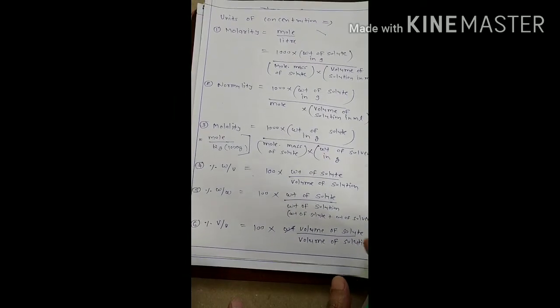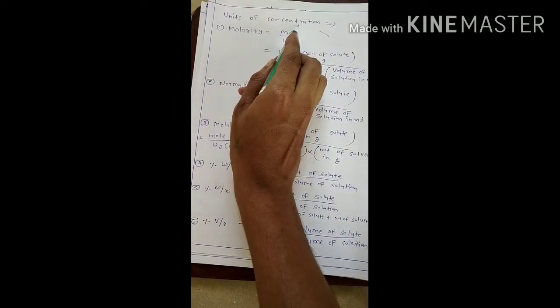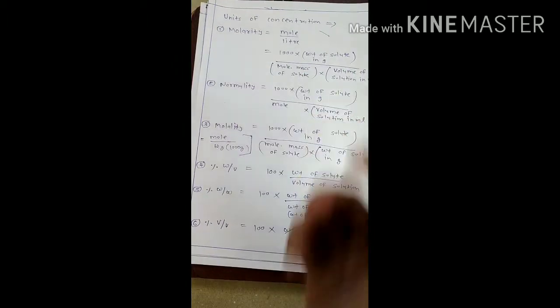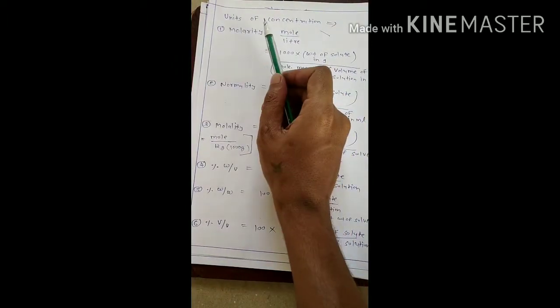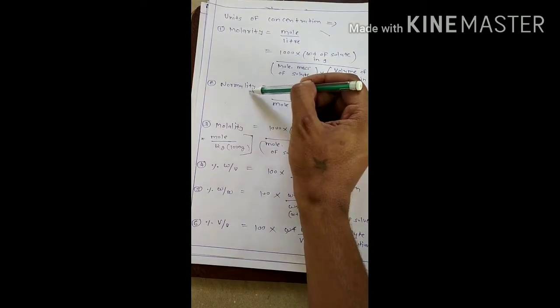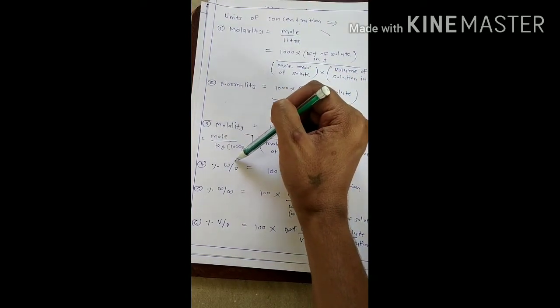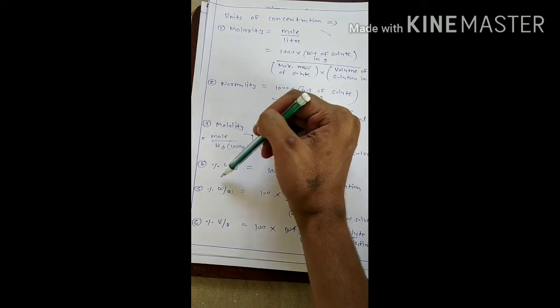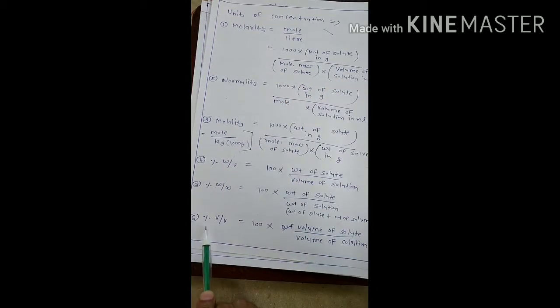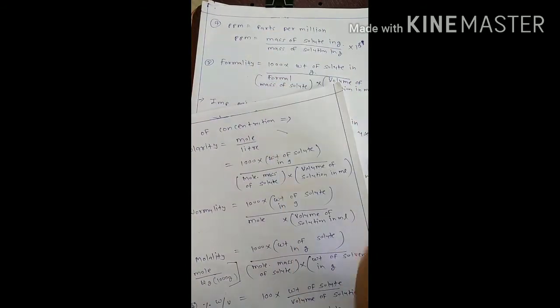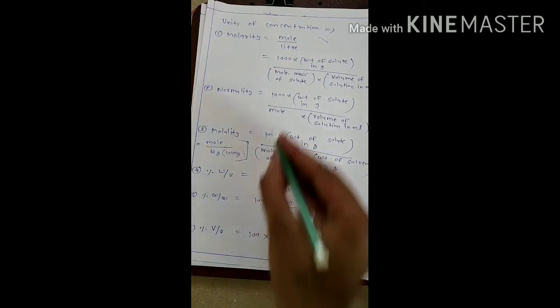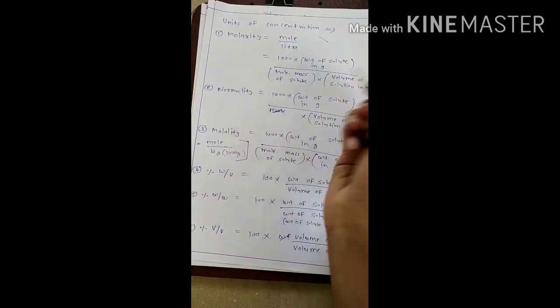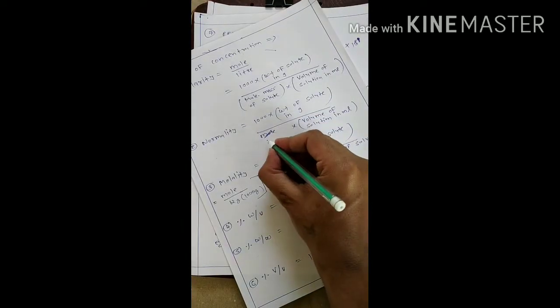So the next topic is units of concentration. This topic you have already learned in 11th standard. There are a few units of concentration: molarity, normality, molality, percentage weight by volume, percentage weight by weight, percentage volume by volume, ppm, and formality. Now here are the formulas, and let me just correct it. There is some mistake.